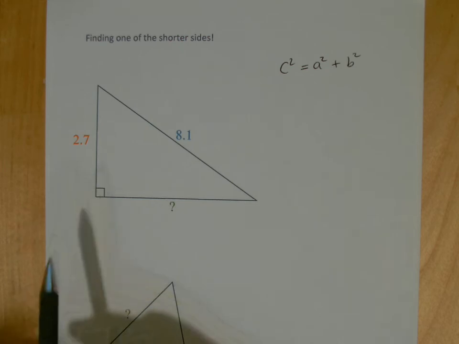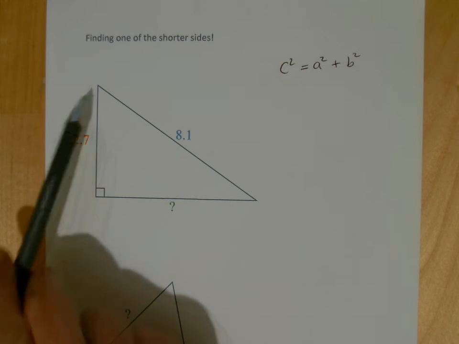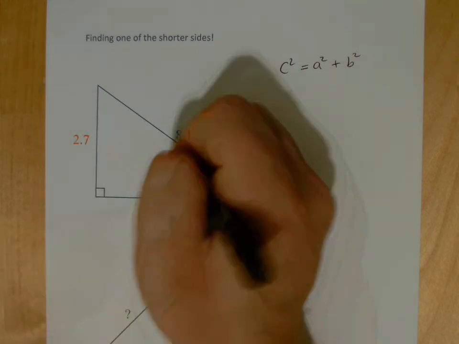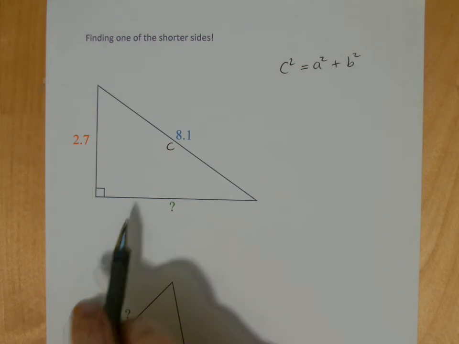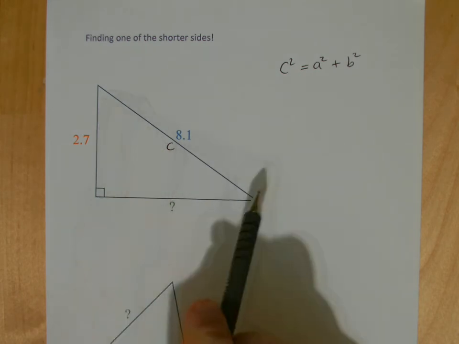Okay, so sometimes we're asked to find one of the shorter sides. And it's obvious here what they mean by that, because we actually know the longest side. We know the C, the side which we would label C, because it's opposite the right angle. So we know the longest side.